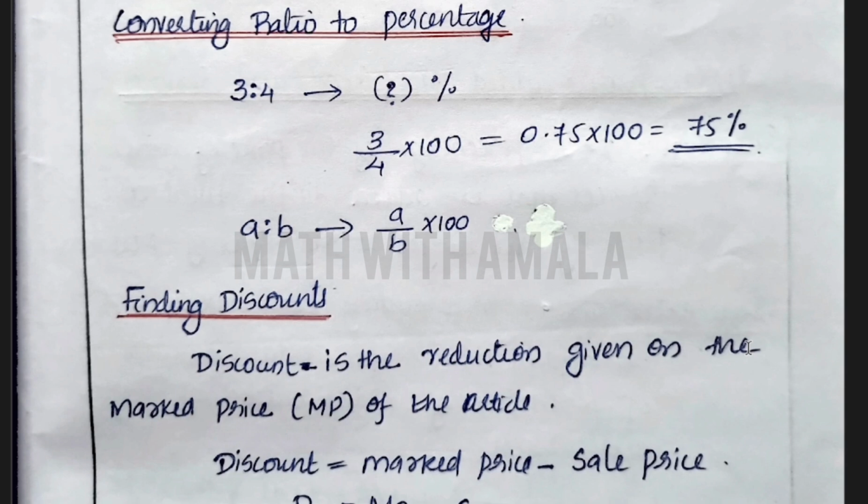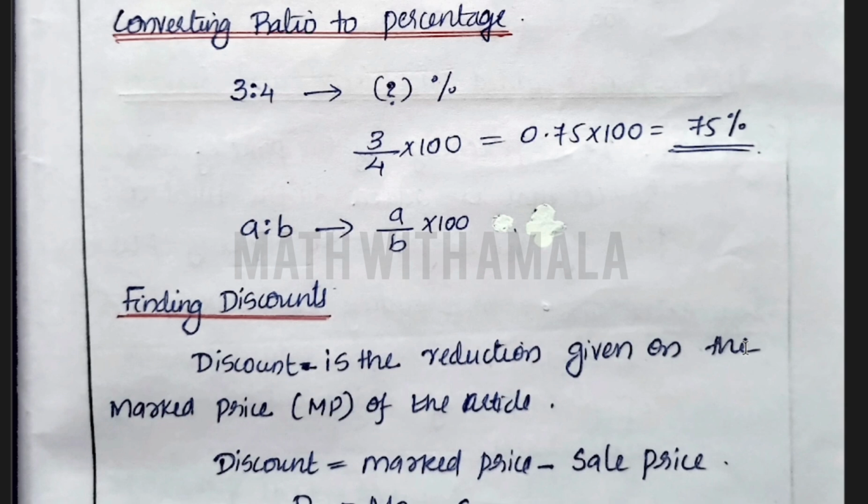Now, in order to find the discounts, what do you mean by discount? Discount is the reduction given on the marked price of the article. We know that when we have some festival seasons, we will be getting offers or discounts on some particular commodities like dress, shoes, foods. There will be some reductions. That reduction is actually mentioned here like discount.